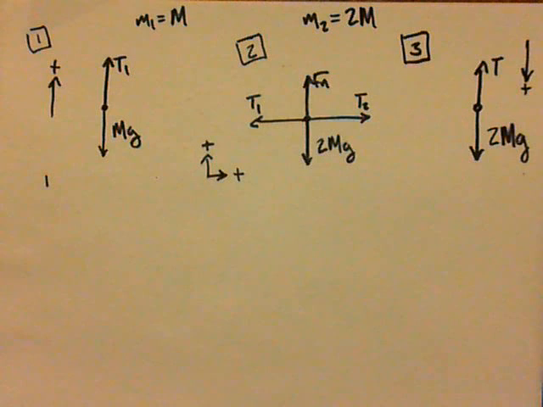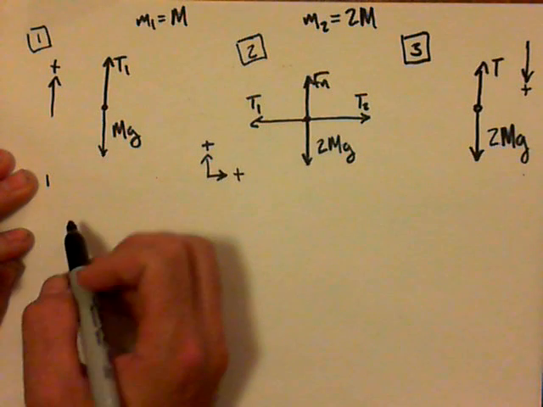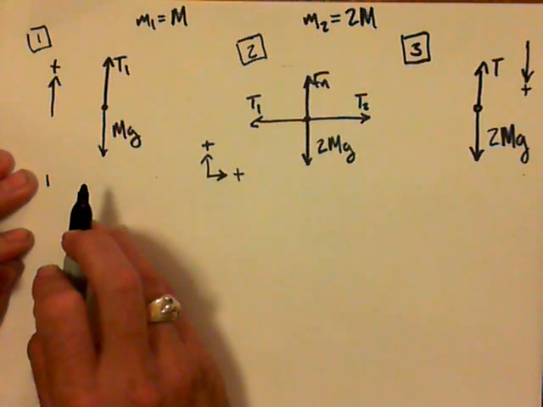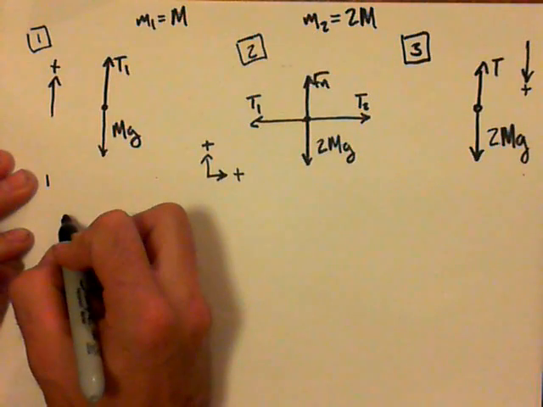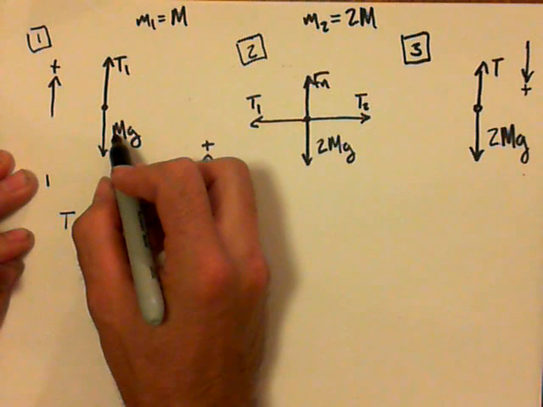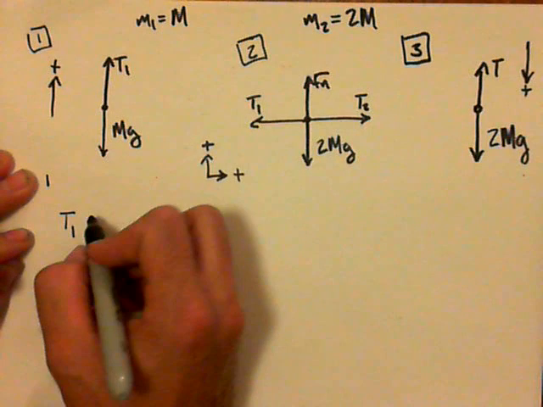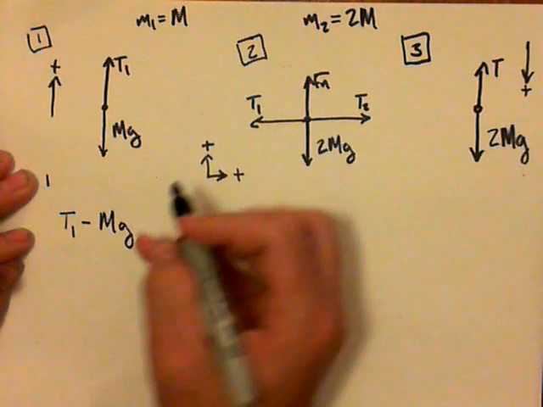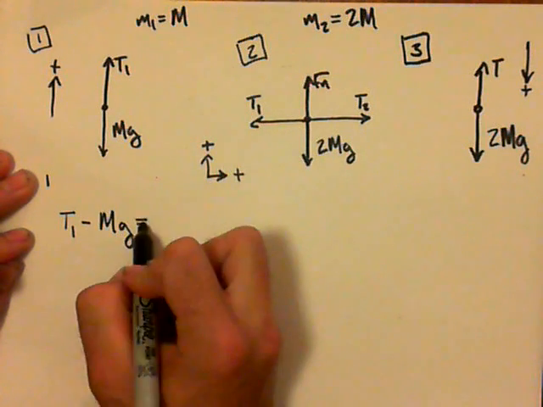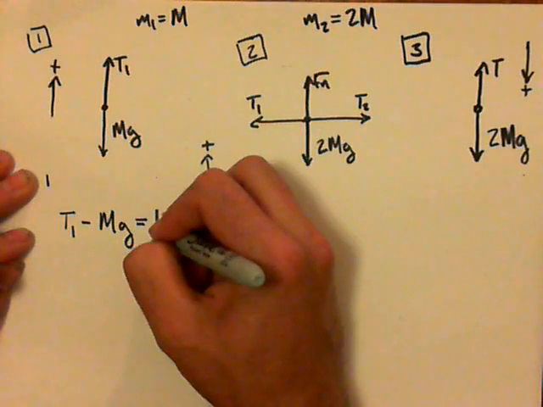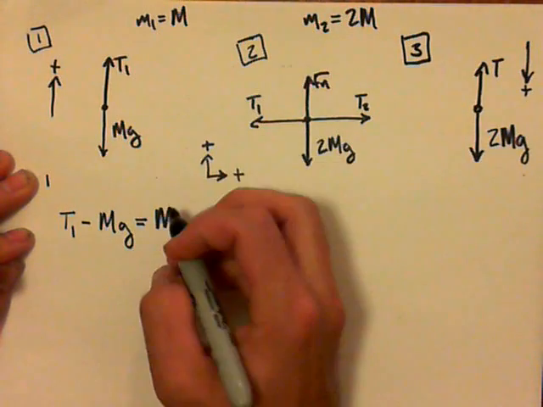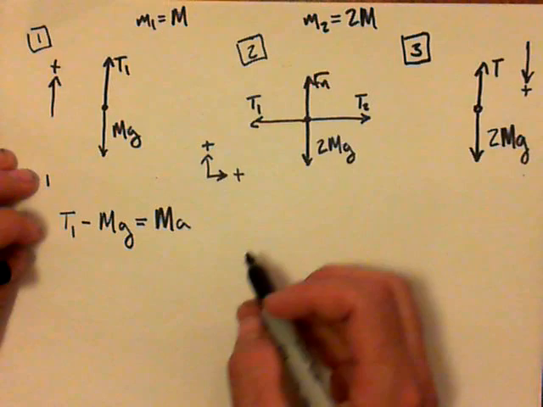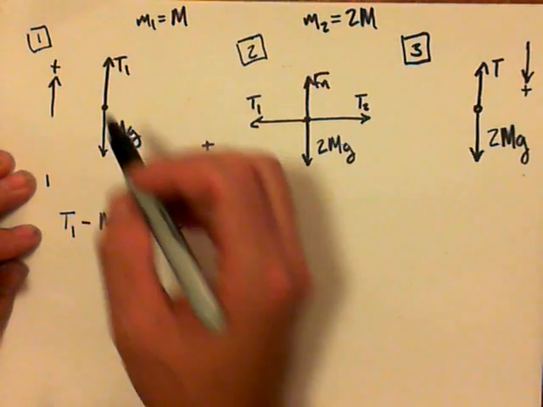Alright. So now let's go ahead and do up our equations. So I have T is pulling in a positive direction, so that's going to be positive. Gravity's pulling in the negative direction, so I'm going to subtract that. And then all of that equals big M, because that's our mass, times acceleration. Okay? And that's all I got for this one.